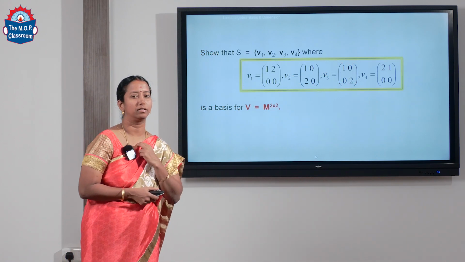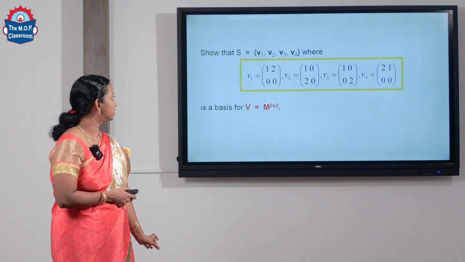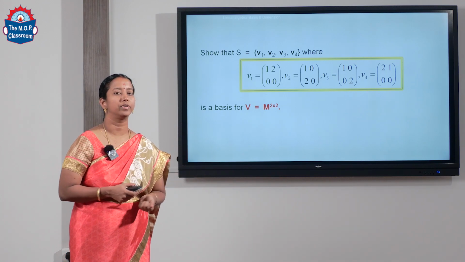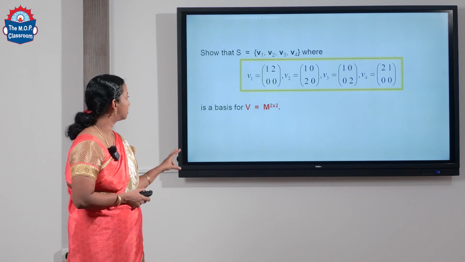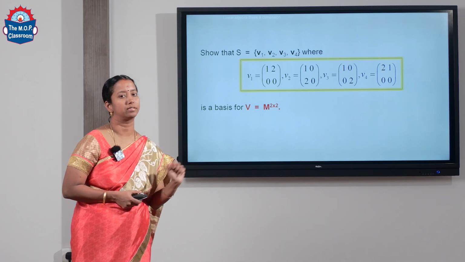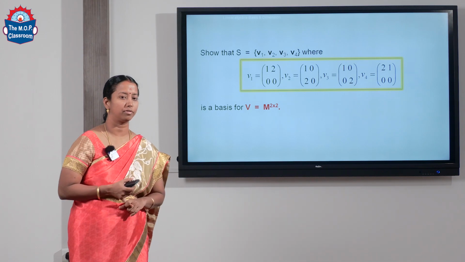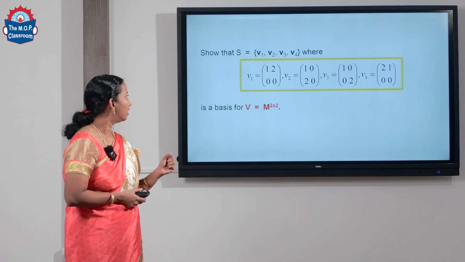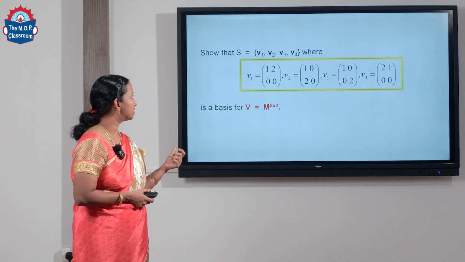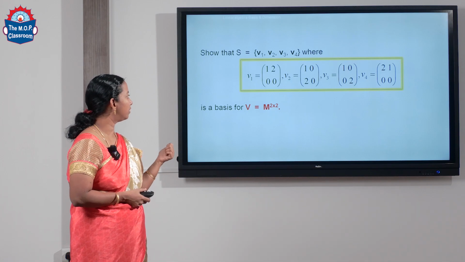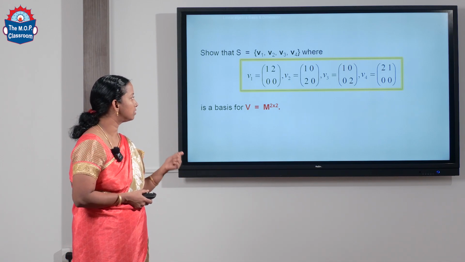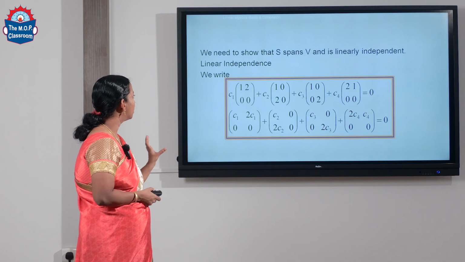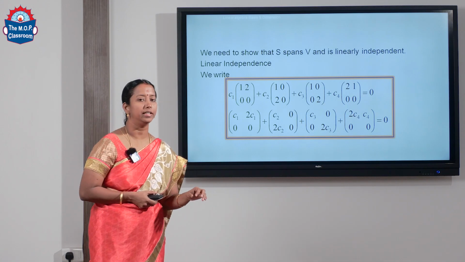So the next example is: show that S is equal to V1, V2, V3 and V4, where each V is a matrix. So in matrix form also we can find the basis. The basis for V equal to M 2 cross 2 matrices. Here we should show that these matrices are linearly independent as well as a span of V. The question has given V1 equal to 1 2 0 0, V2 is 1 0 2 0, V3 is 1 0 0 2 and V4 is 2 1 0 0. So now we need to show that they are linearly independent.